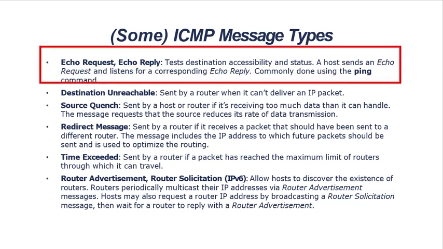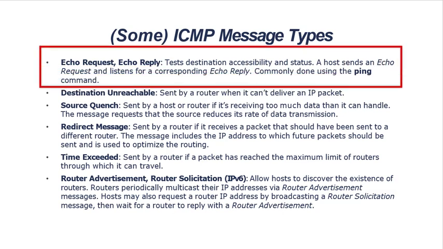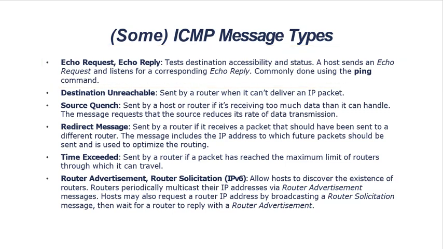And the way that it works is that we can use it to test if a destination is accessible or not and its status. When we actually take a look at the ping tool, you'll see how it works. The way that it works is we send what is called an echo request, and we request that the system that we are pinging send back an echo reply. And based upon the message that we get back, we'll know if they're up and reachable or if they're not up and unreachable. So that's the echo request and echo reply.